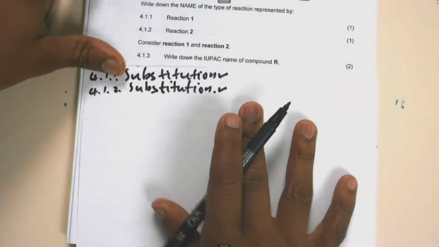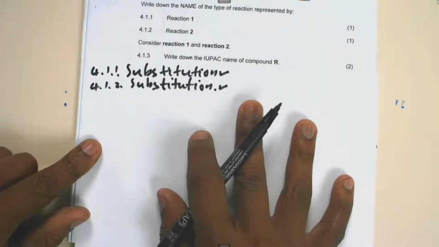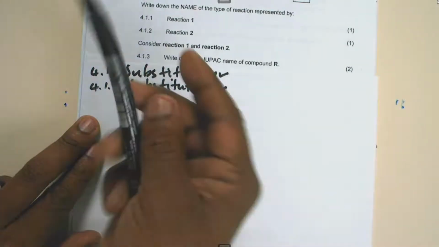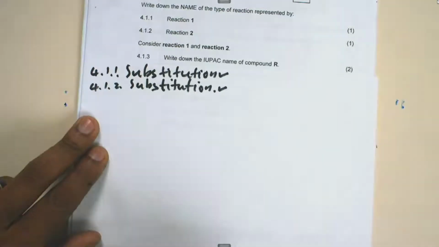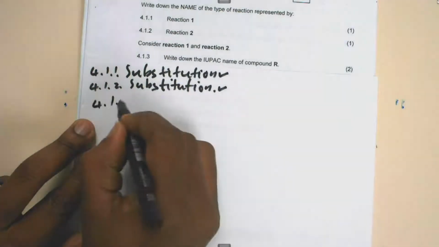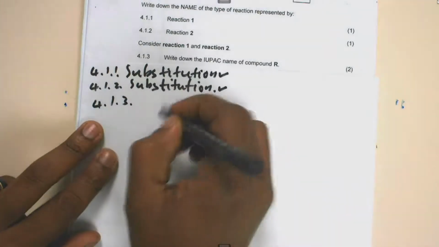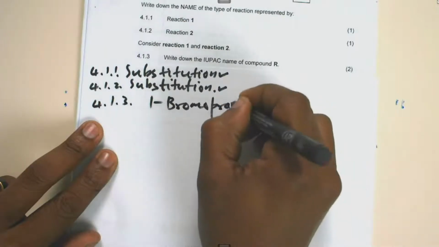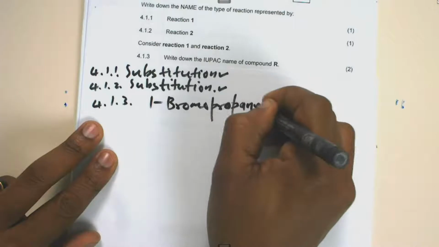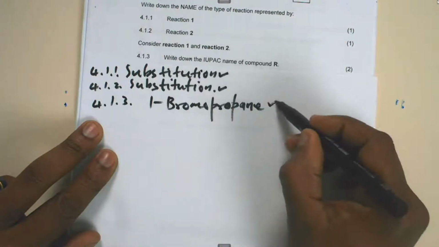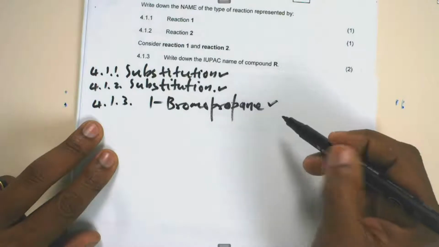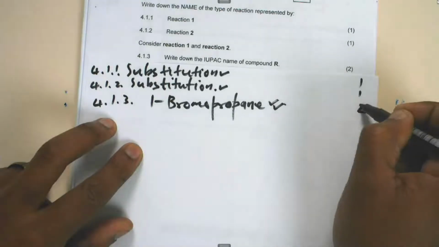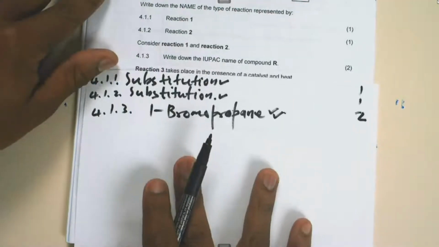Write down the IUPAC name of compound R. The IUPAC name means you must just substitute 1 hydrogen there, because it's substitution. So we'll have 1, 4, 3. It will be something like 1-bromopropane, and it's just 2 marks. So 1, 1, 2 marks. Then we further move on.